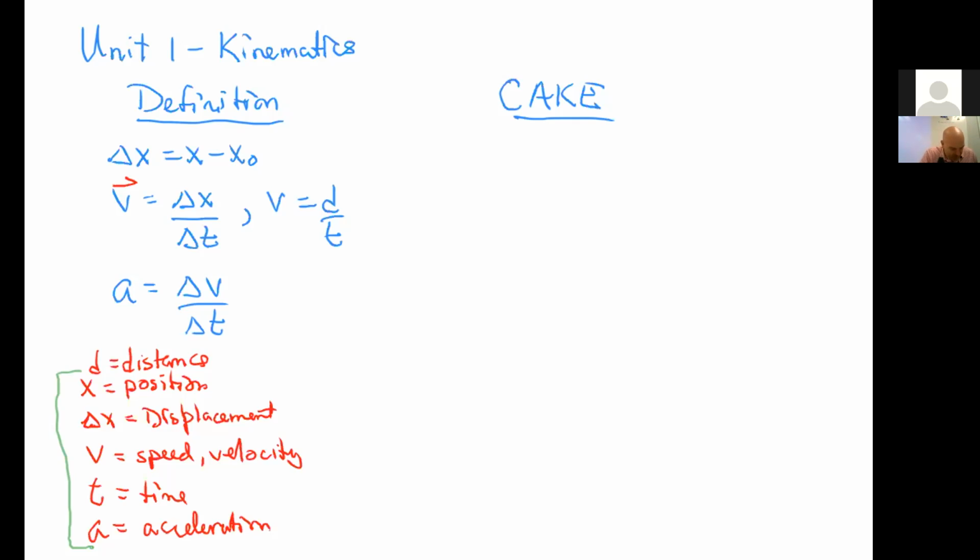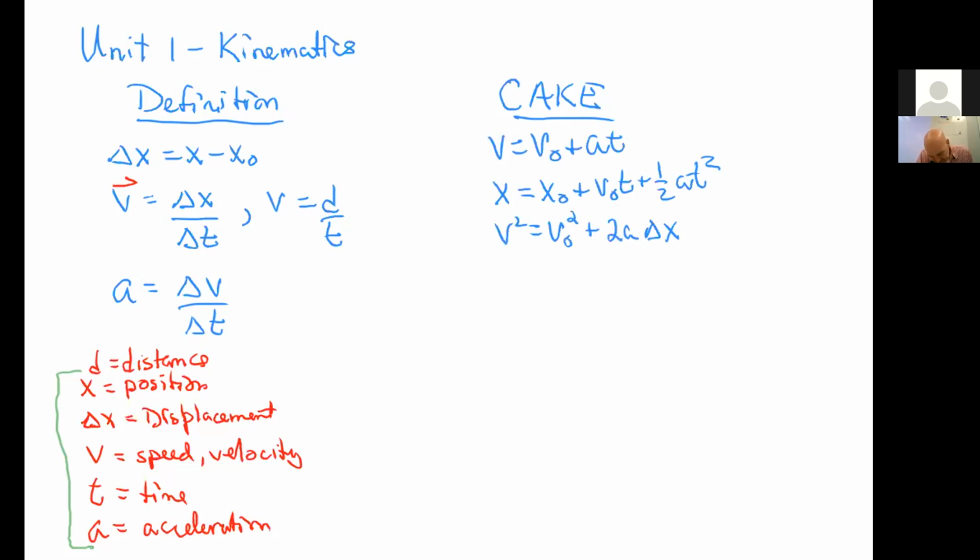All right. Then we had the set of equations that we called CAKE, constant acceleration kinematics equations. That's what CAKE stands for, and these are the main equations that we used. So we had v equals v0 plus at. We had x equals x0 plus v0t plus 1/2 at squared. Then we had v squared equals v0 squared plus 2a delta x. And you can write this one as delta x equals v0t plus 1/2 at squared, and sometimes you would need the relationship to look like that.